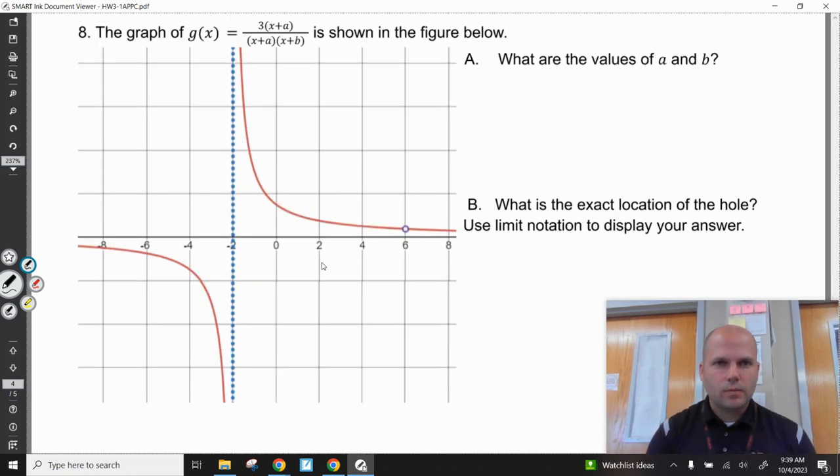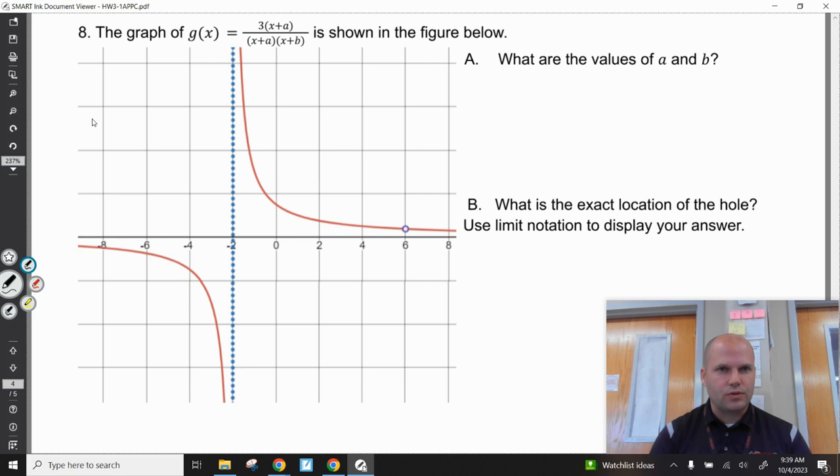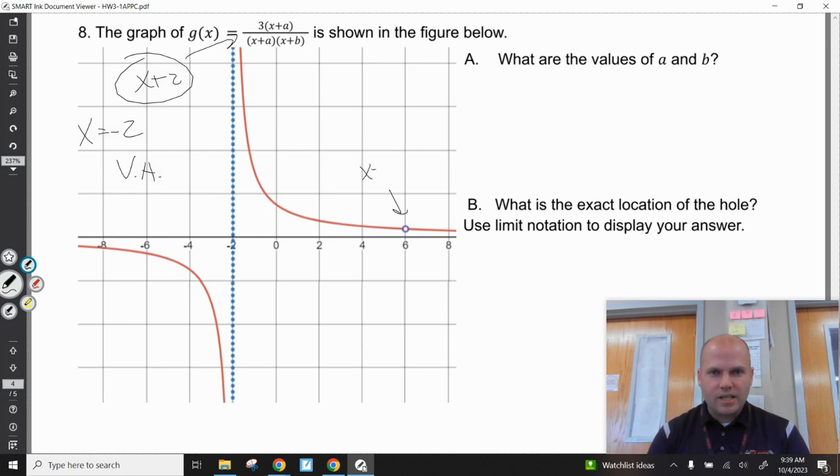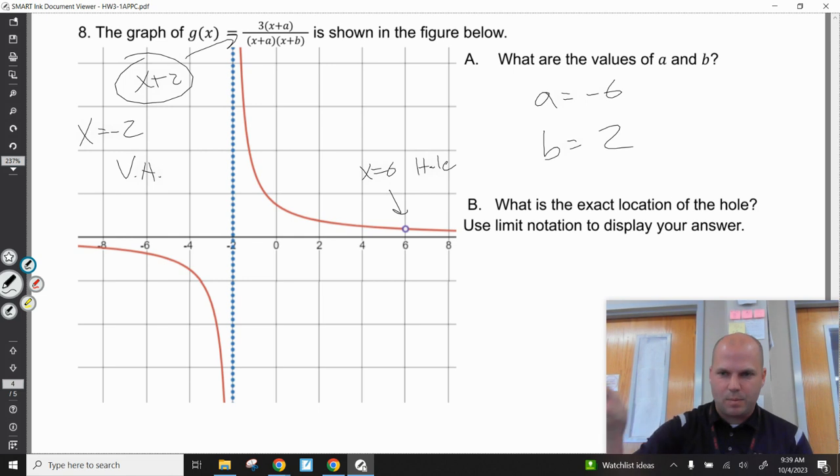Same deal here. What's A and B? Well, we see x equals negative 2 is a vertical asymptote. So that means x plus 2 has got to be in the denominator. We can see x equals 6 is the location of a hole. So that means x minus 6 has to be in the numerator and the denominator. So in this case, A is negative 6 and B is positive 2. It's okay to have negative values if this is a plus. And the other one, I had to have the plus and the minus just so you knew which one's A and which one's B. All right, what is the location of the hole?